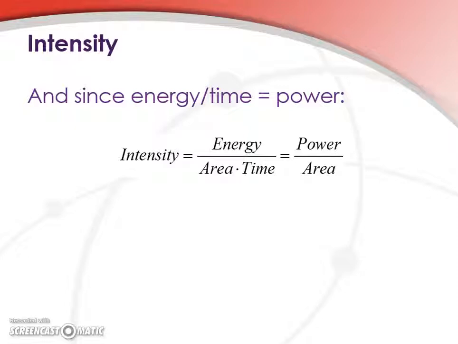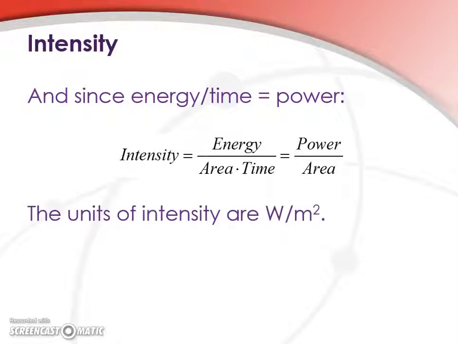And of course we know that energy over time is power, and so we can extract out the energy over time term in intensity and say that intensity is power over area. And of course, if we take watts as the unit of power and square meters as the unit of area, then we have watts per square meter.